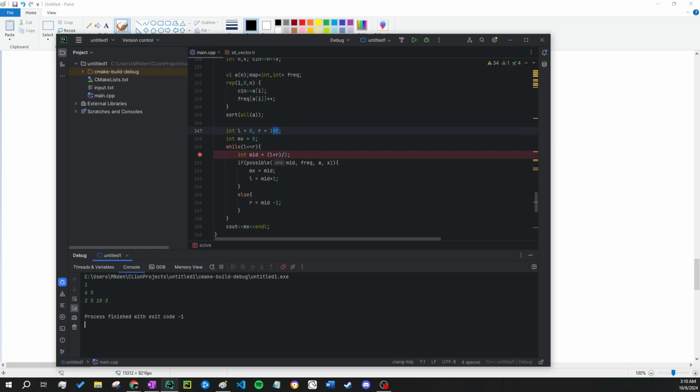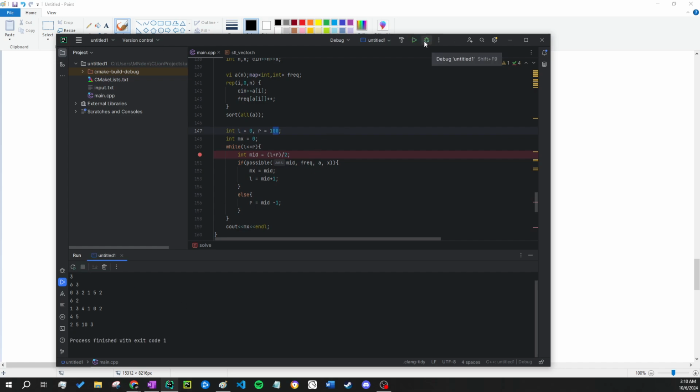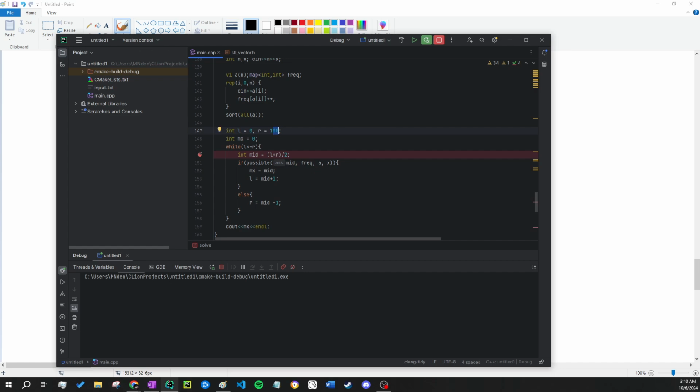Oops, wait, does it work? No, it does not work. Well, let's see this. Yeah. I was like, why is it 50? Because it's 100, and 100 divided by 2 is 50.